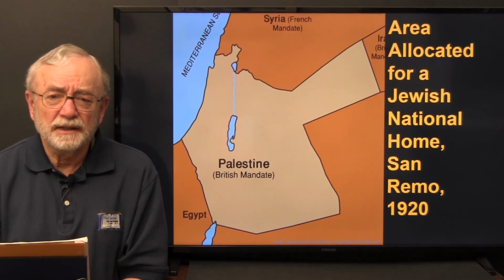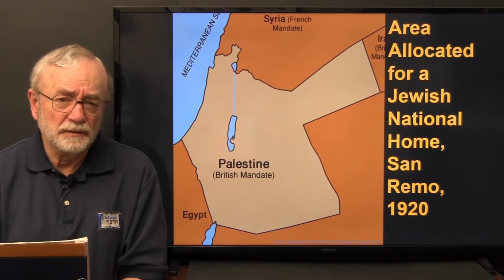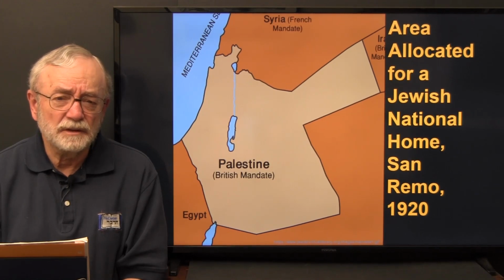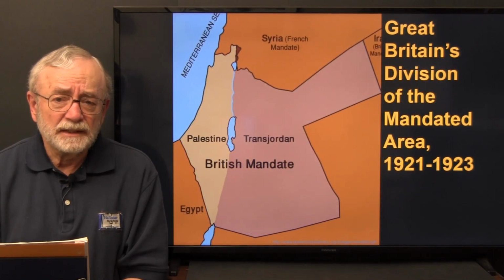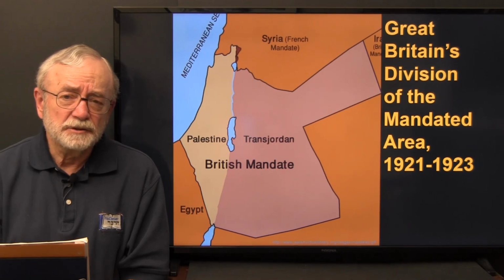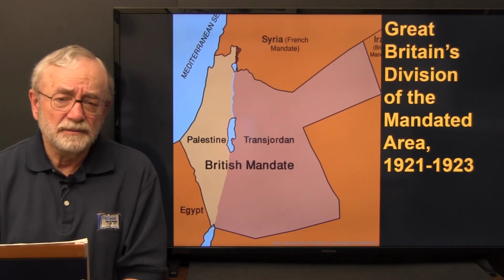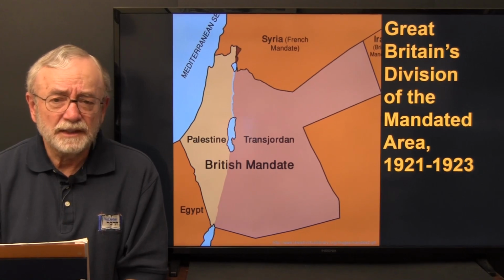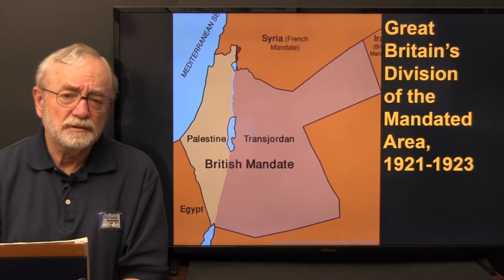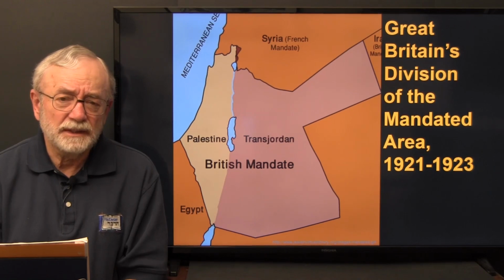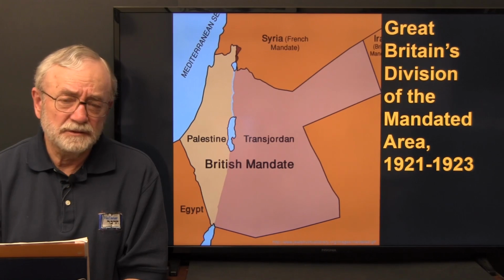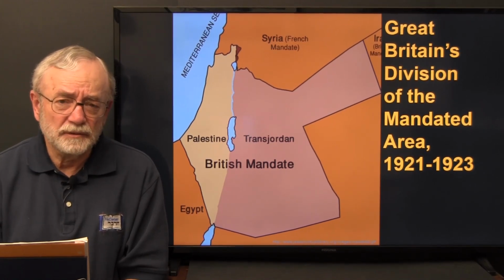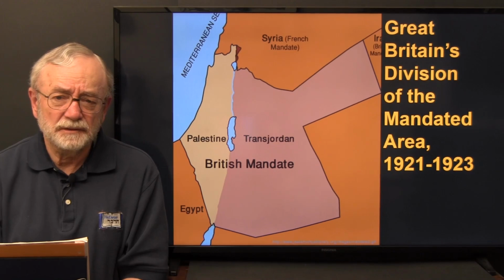Well, this is the original area allocated for the Jewish National Home in San Remo in 1920. This whole area is called Palestine. This whole area is the British Mandate and the potential home for the Jewish people. However, in 1921 to 1923, Churchill divided up the British Mandate area into Palestine and Transjordan. Transjordan, to the east of the Jordan River, came under Arab influence, and Palestine, to the west of the Jordan River, was now a possible home for the Jewish people under Zionist influence.